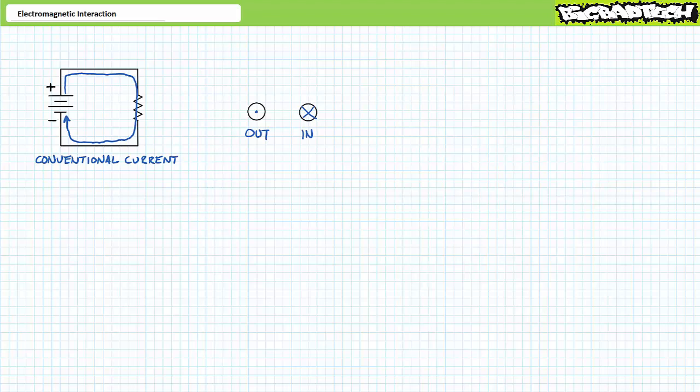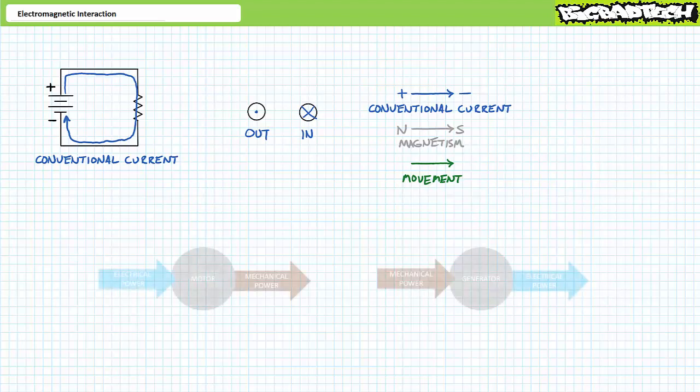Finally, I'm going to consistently use 3 colors to describe the 3 phenomena we're dealing with. Conventional current is blue and flows from positive to negative. Lines of magnetic force are gray, and they travel from north to south poles in free space outside of the magnet. Finally, movement is green, and the arrow indicates the direction of applied force. All right, I believe we've set ourselves up for success, and if everyone's in agreement, let's dive right into our planned discussion of electromagnetic interaction.